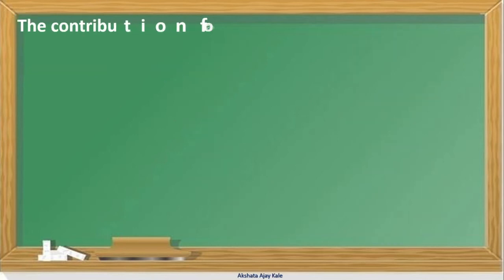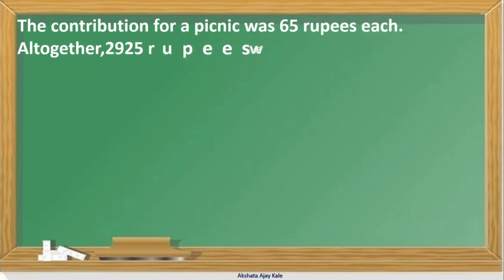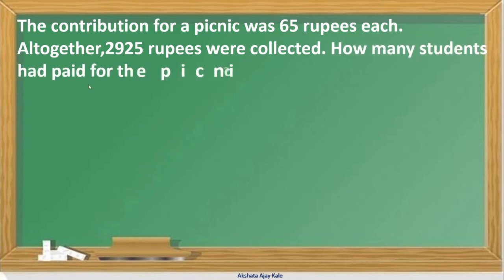We will move to a problem sum. First we will read this. The contribution for a picnic was 65 rupees each. Altogether 2,925 rupees were collected. How many students had paid for the picnic? Yes, our class is going on a picnic. Each child has to pay 65 rupees. Okay. Now how much was collected from the class? 2,925 rupees were collected. Okay.